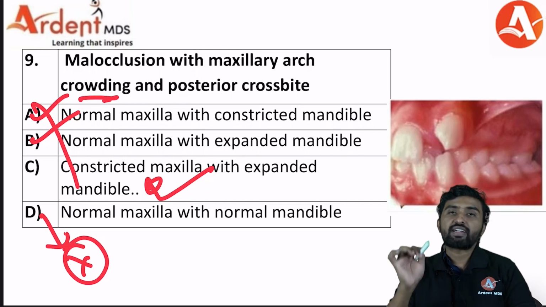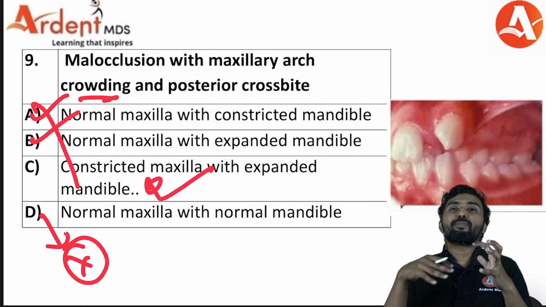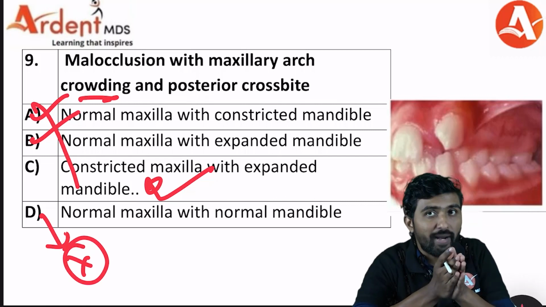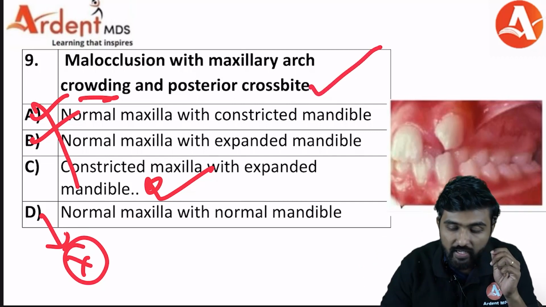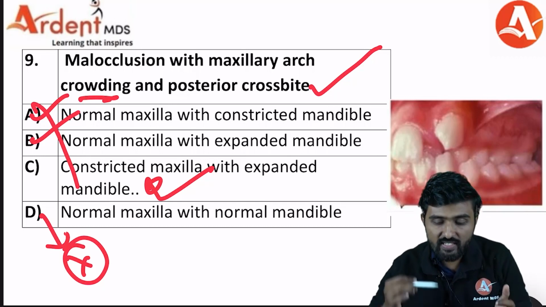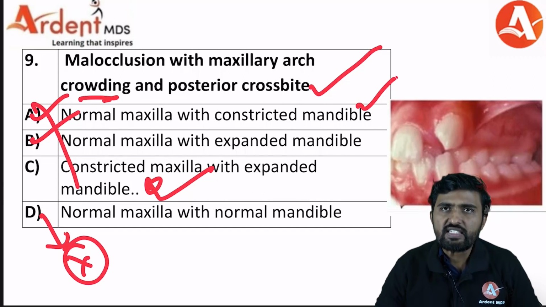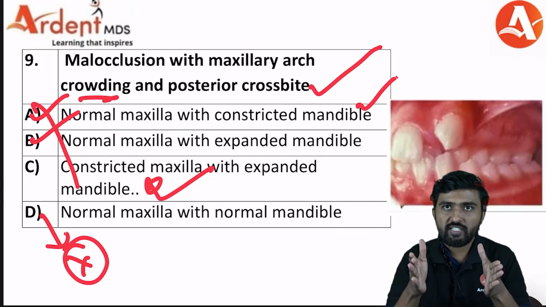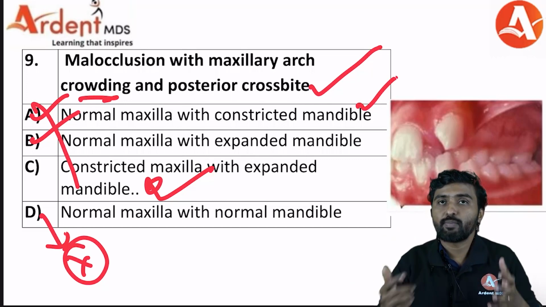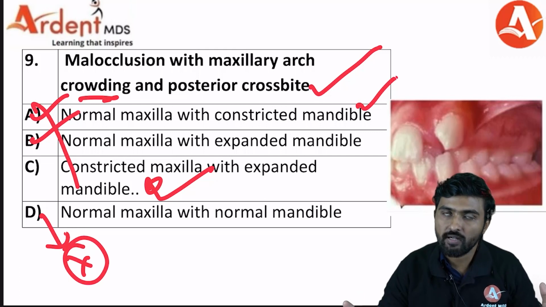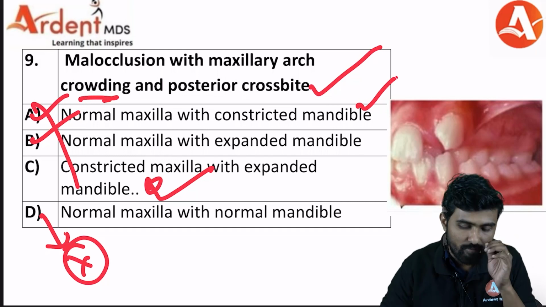This is the right answer for this question, because with a constricted maxilla along with an expanded mandible, when the mandible is wide or expanded, the patient might have posterior crossbite. Yes, in the question also they have mentioned posterior crossbite. Another clue is that we can eliminate option A, because they have given a constricted mandible. If the mandible is constricted, what would happen? Instead of crossbite, the patient would have scissor bite. What is scissor bite? Buccal non-occlusion is called scissor bite. So the correct answer for this question is option C.